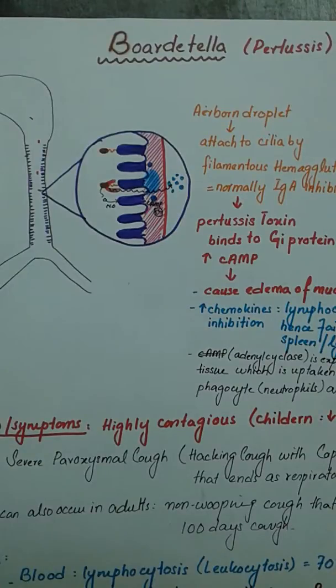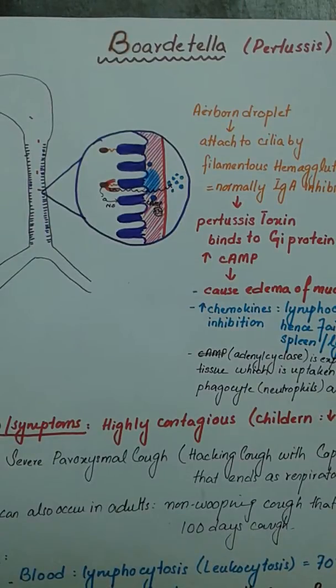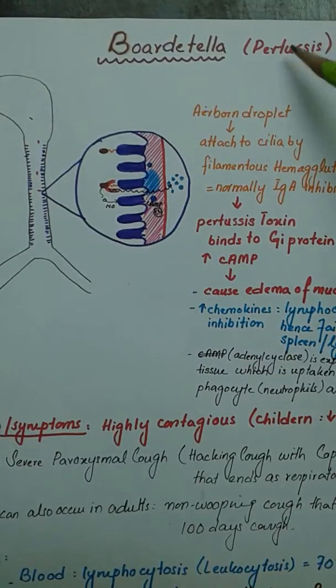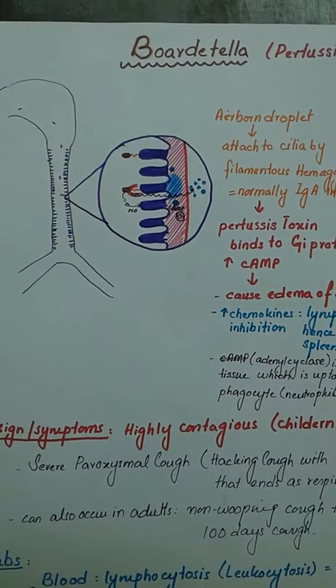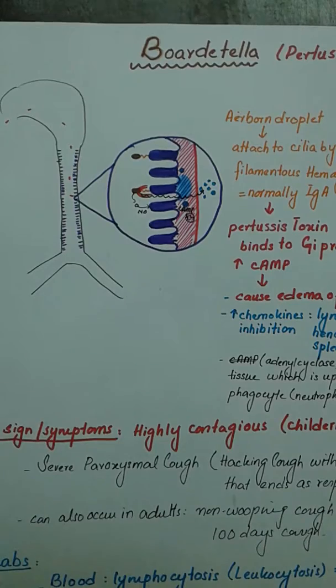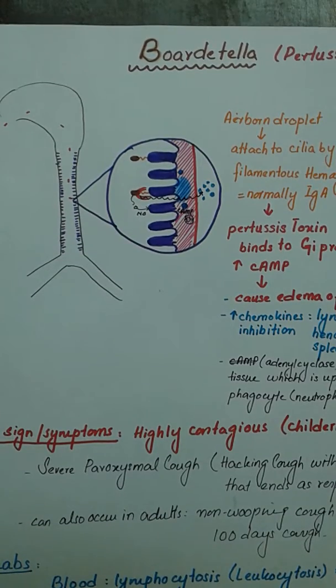Bordetella. Now, Bordetella is a specific organism which causes a specific disease known as pertussis. Now, pertussis is actually a whooping cough disease. Now, how is it caused? The thing is that this disease is quite contagious, so it is spread by airborne droplets.